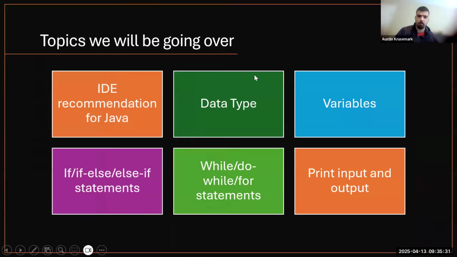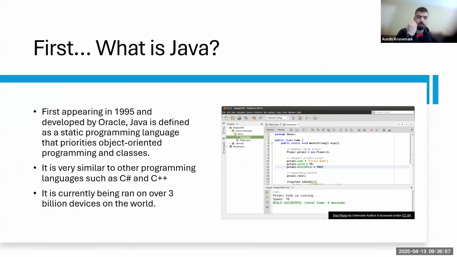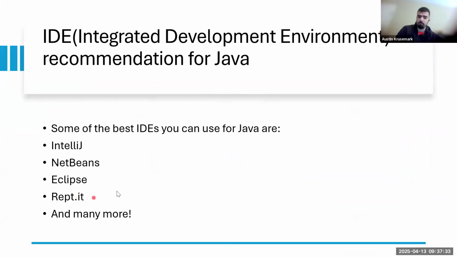So the topics we're going to go over are what IDEs, or integrated development environments, you should use for Java, the data types, the variables, and the conditionals. As of today, it is currently being run on over 30 billion devices across the world. And then we have Leftwid, but there's also seven more. But these are kind of like the major ones. But for the sake of this presentation, I'm going to use IntelliJ.